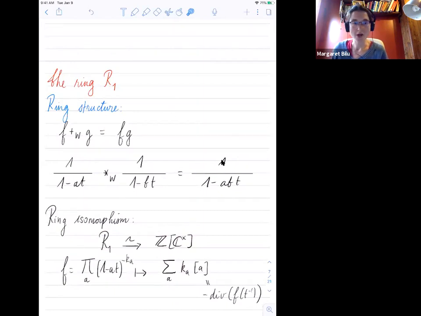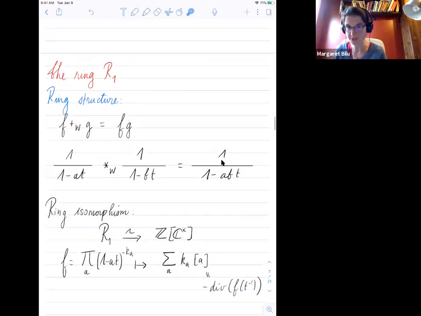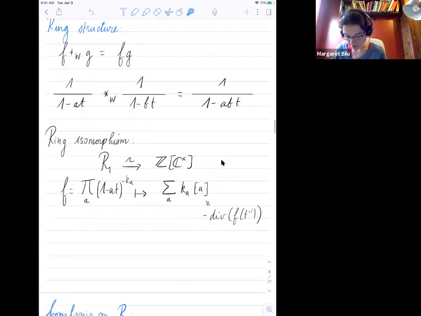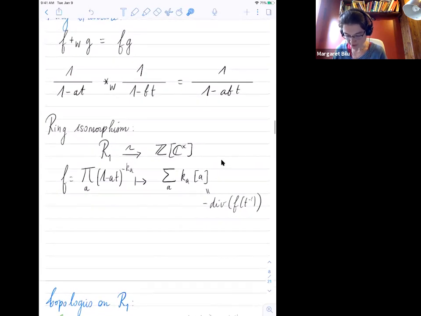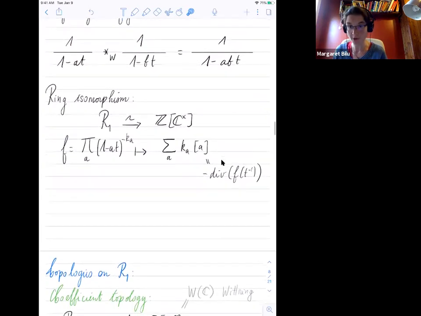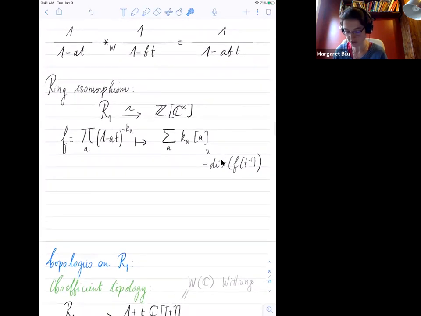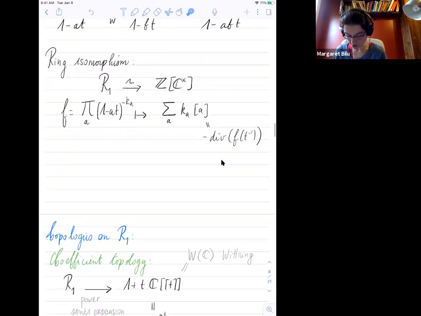Okay, so that's the ring structure. And now I will introduce different topologies on the ring, and I will explain how they are related to the results that I've just explained and to the conjecture that I'm going to state. So the first topology, which I told you about already earlier, is the coefficient topology. So what's the coefficient topology?